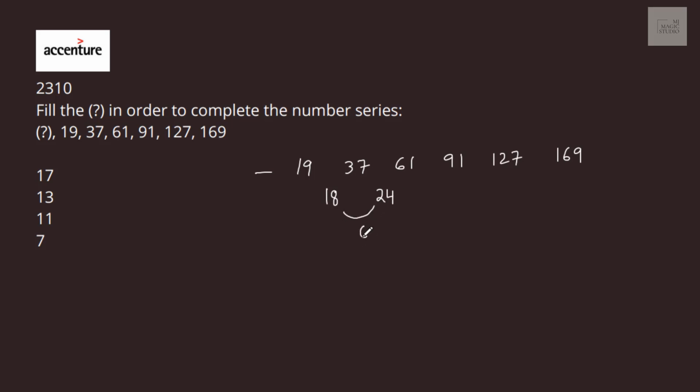Here the difference I can see is 6. Let me add up 6 here. If I add up 6, 24 plus 6 becomes 30, and that is the difference. Bingo. We have got a series format. Now 91 plus 36 is 127. 127 plus 42 is 169.